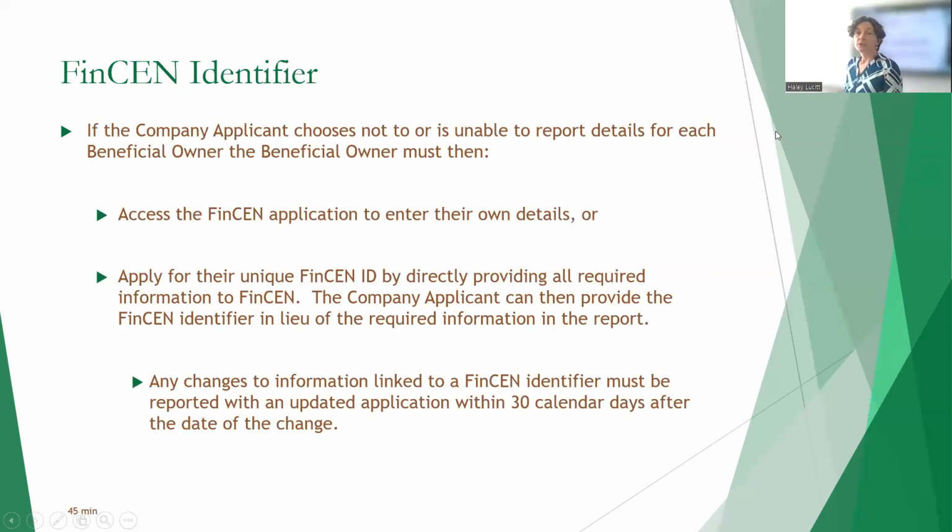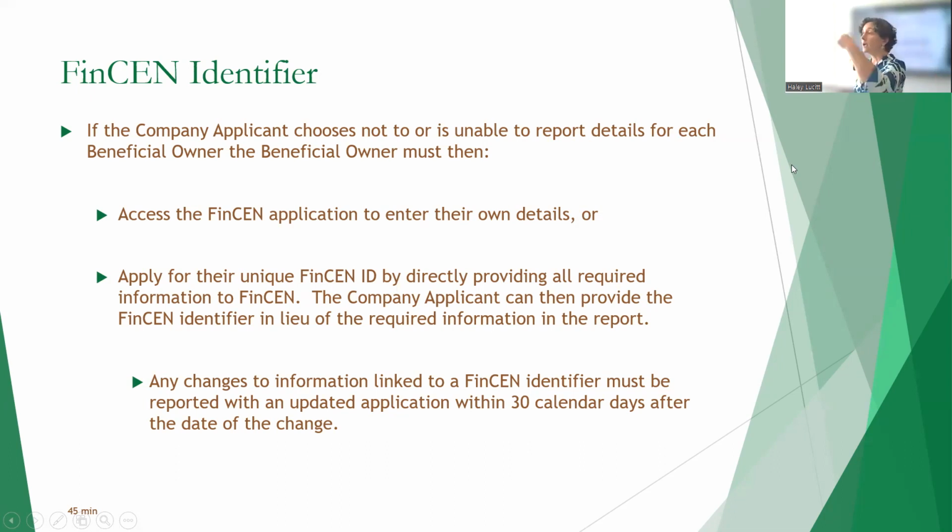The beneficial owners have the option of giving their information to the company applicant, which probably they would have to sit down with the company applicant and do this together because it requires uploading their driver's license or passport photo or something. Or they can sit at home, go into the FinCEN program, request a FinCEN ID, and give their photo ID and everything that way. FinCEN issues them an ID number, which is unique to this program and this reporting, and it's probably not going to be used for anything else.